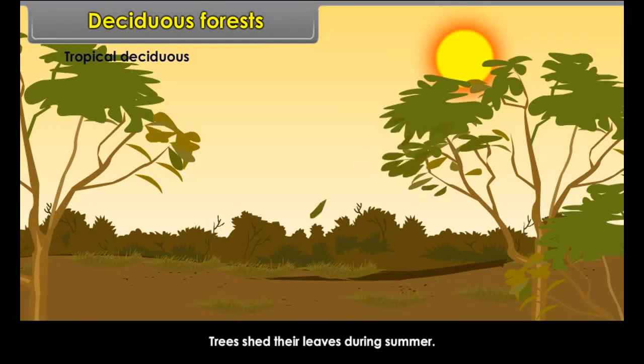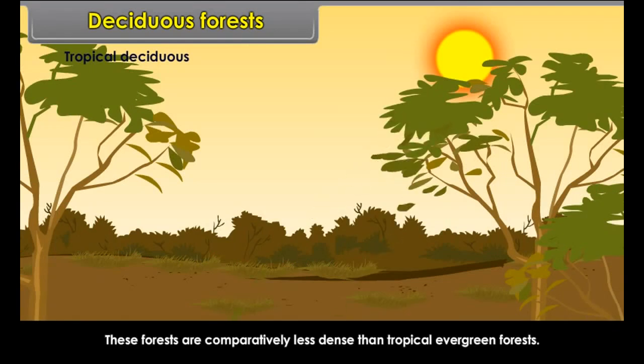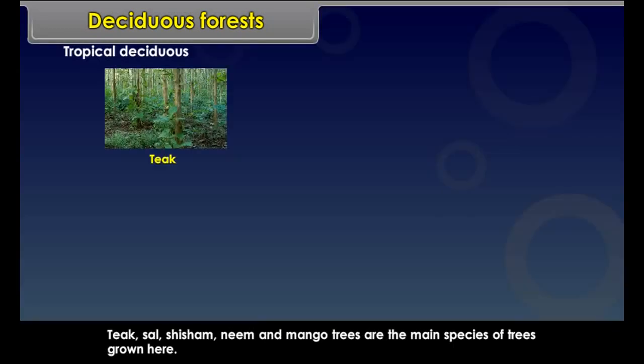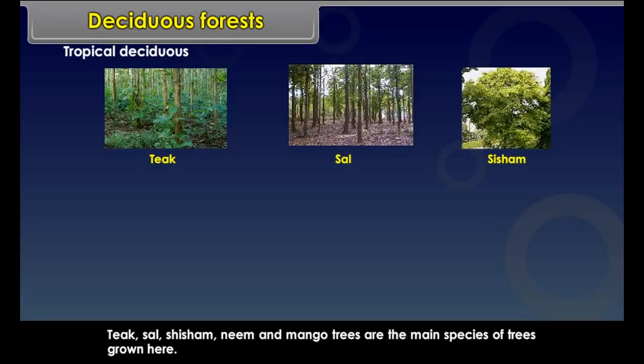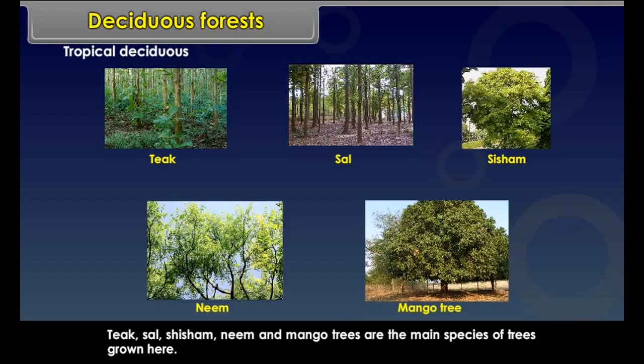Mediterranean forests. This type of vegetation is found largely in the areas around the Mediterranean Sea, like Italy, Spain, South France, Greece, California and Southern Africa.